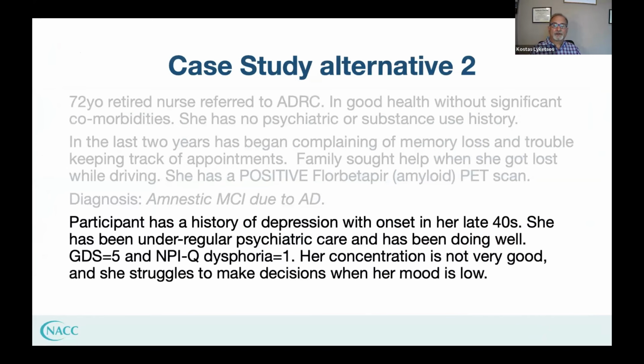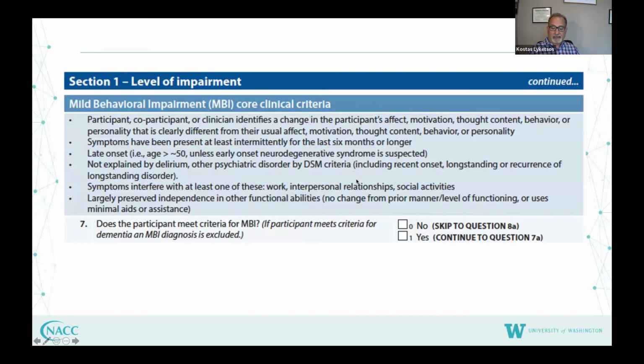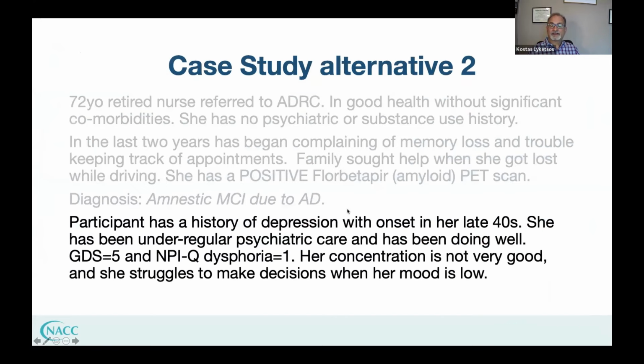Case study alternative ending 2. Now she has a history of depression, so I should have changed the top as well, with onset late in her 40s. She's been under regular psychiatric care, and she has been doing generally well, although she's a little bit symptomatic. Her concentration is not very good, and she struggles to make decisions when her mood is low. So here we're getting a sense of someone who's always had depression, who's still symptomatic, and the kinds of symptoms that she has are very much like the symptoms that we see resulting from depression: poor concentration, indecision.